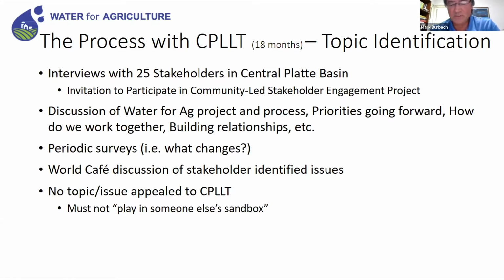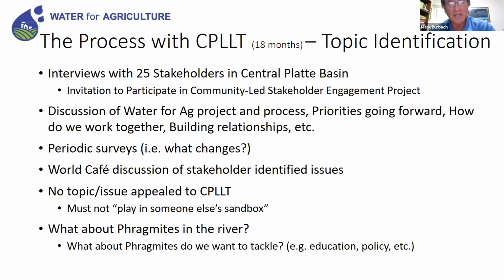Thankfully our local leadership team stuck with us, and we had some additional conversations, and it came up, well, what about Phragmites in the river? Well, that's not really something that's a purview of any specific agency. So then it became, well, what about Phragmites do we want to tackle? We talked about education, policy, and other things.